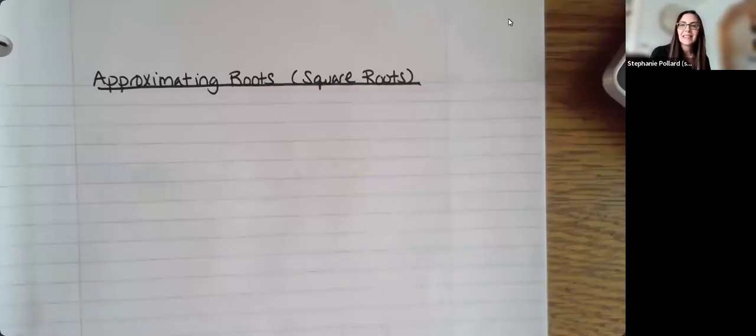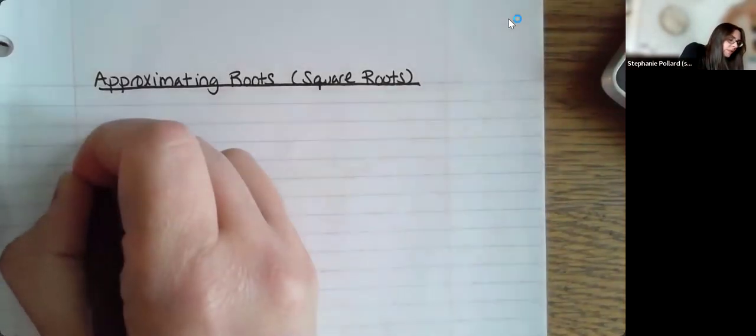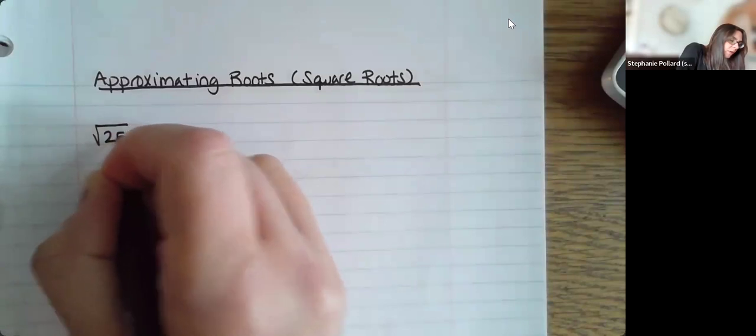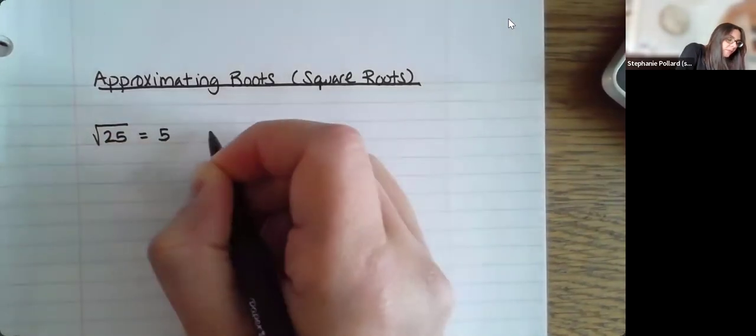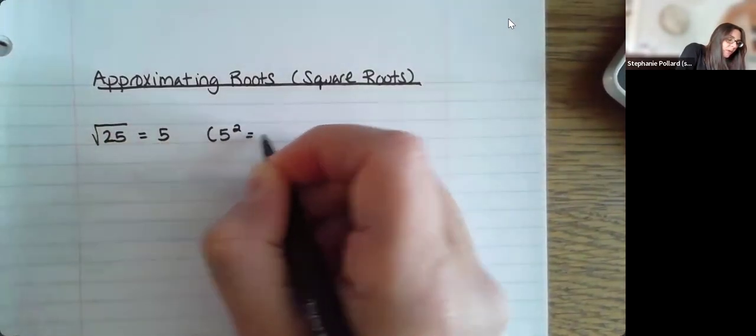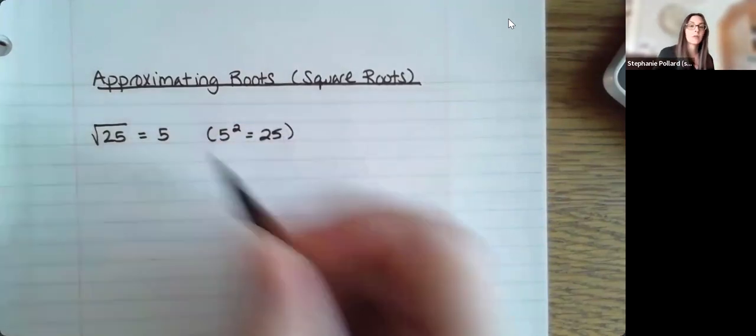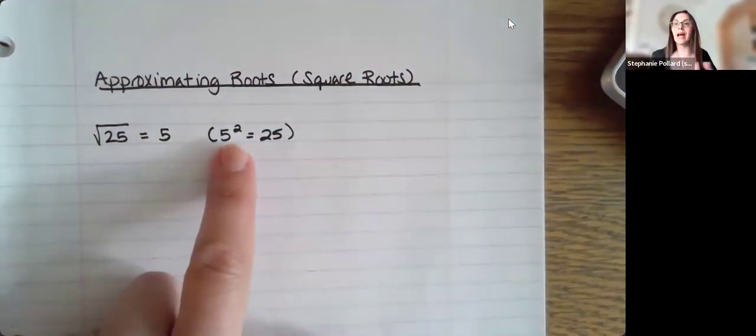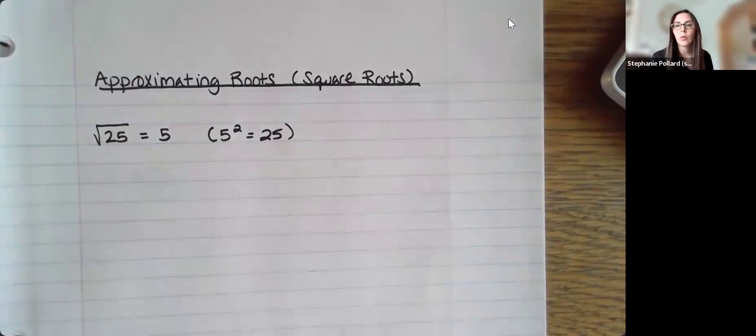Hi, everybody. In this short video, I want to discuss approximating roots, particularly square roots. So we've seen some examples on how to simplify square roots. For instance, something like the square root of 25. We know the answer is 5 because 5 squared is 25, right? The opposite of a root is basically the exponent. So we're sort of undoing that squaring action when we have square roots.